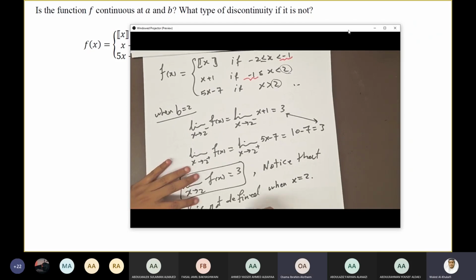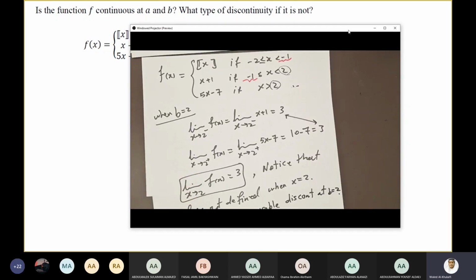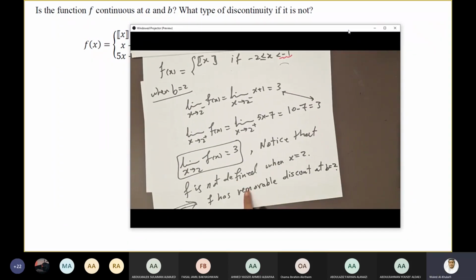Removable discontinuity. It has a removable discontinuity at t equal to, or you can say x equal to. Okay? Removable discontinuity. Awesome. F has a removable discontinuity at t equals to.